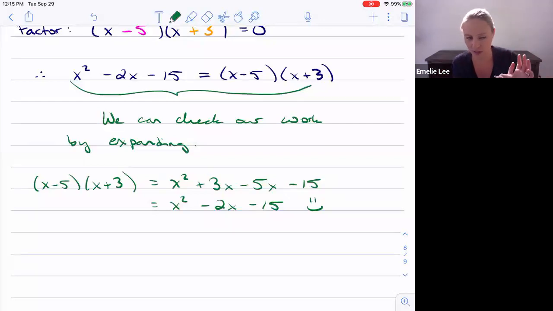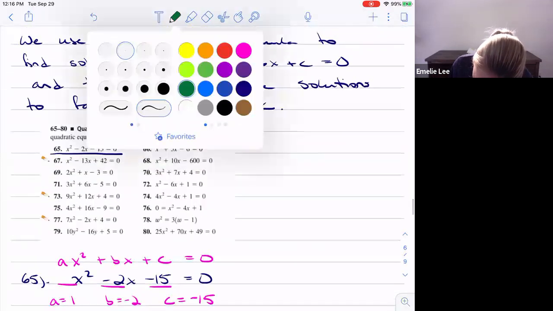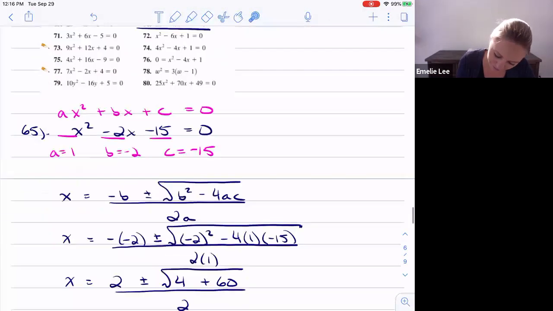So let's do another one. Let's see here. What one do we want to do? Let's do number 70, because it has a 3 in front of the x squared, and so we're not just dealing with 1 anymore. So let's go ahead and do 70.